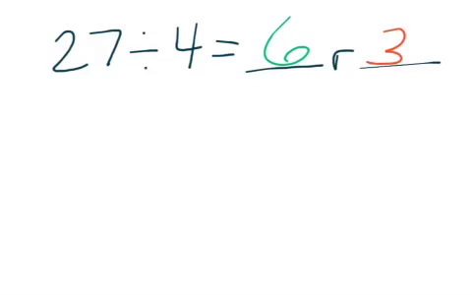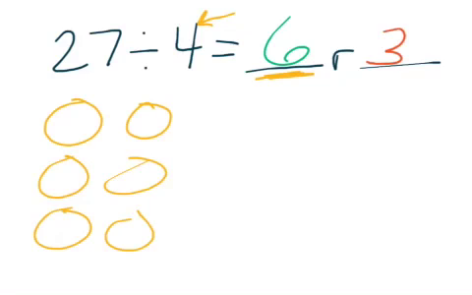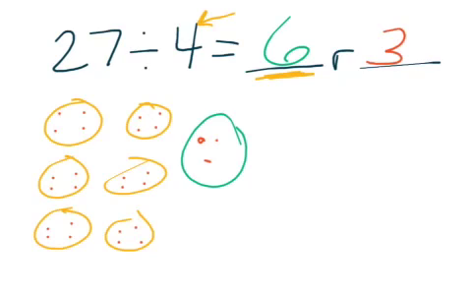Now, my question is asking me how many students will not be in a group. What my answer right now says is that I'm going to have 6 groups of 4 students. So I'm going to have 1, 2, 3, 4, 5, 6 groups, and in each of these groups there will be 4 students. My remainder tells me that I'm going to have 3 students over here, but they're not going to be in a group of 4. And I want to know how many students will not be in a group. Well, guess what? That's my answer, which happens to be my remainder.